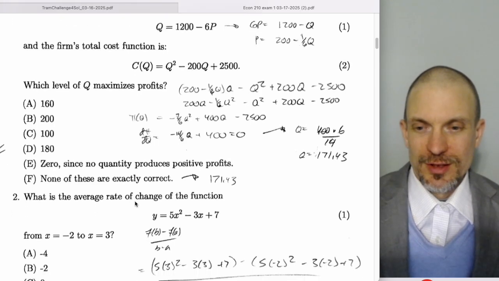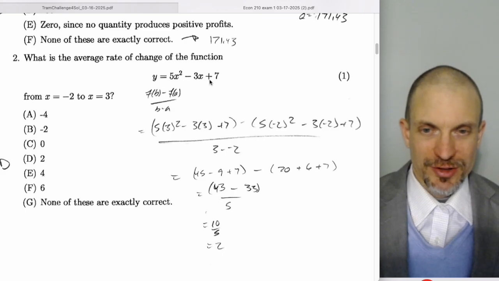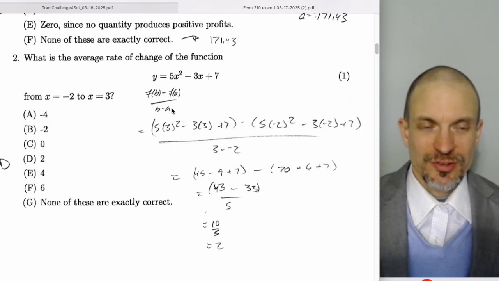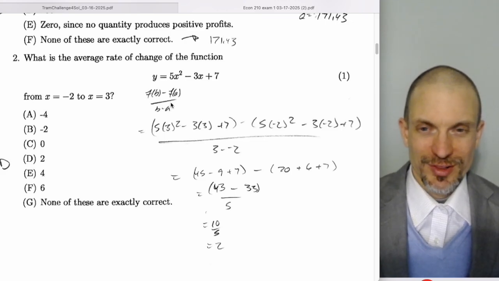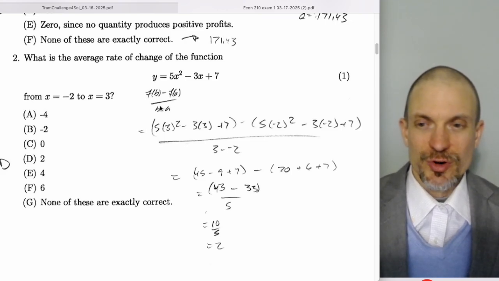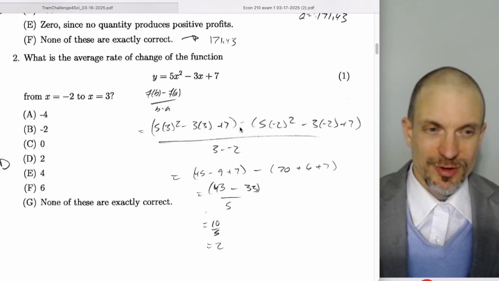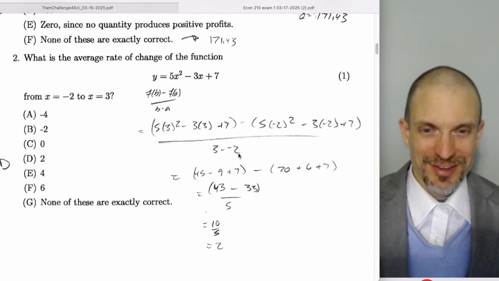F. What's the average rate of change of the function y equals 5x squared minus 3x plus 7? The average rate of change is f of b minus f of a over b minus a. That's just our slope formula: y2 minus y1 over x2 minus x1 equals m. The slope formula gives us the average rate of change, so that's all we're doing. I'm going to evaluate the function at 3, subtract off the function evaluated at minus 2, and then divide by 3 minus minus 2.